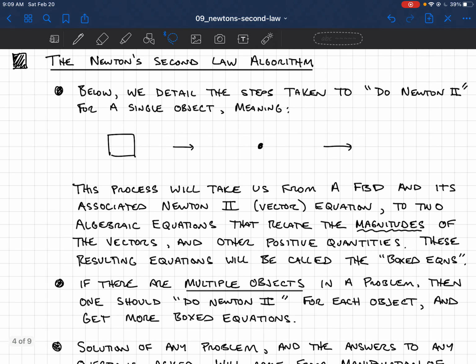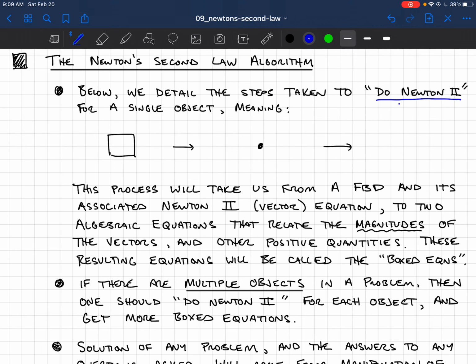Okay, let's look at Newton's second law. So what I'm going to do in this section is take an example, and use that example to show you what the algorithm is for doing a Newton's second law problem, or as I shorthand that, doing Newton 2.